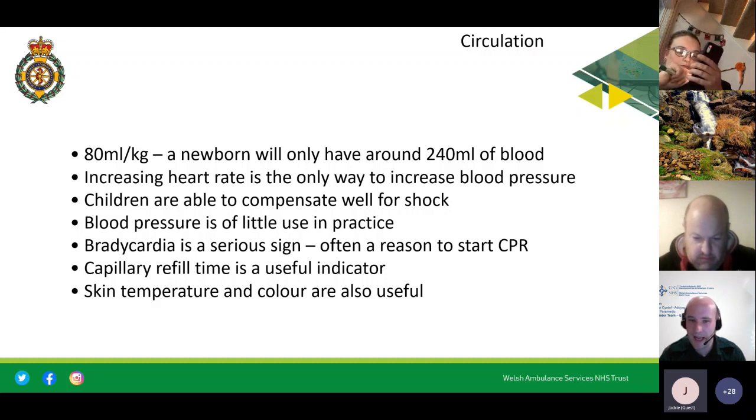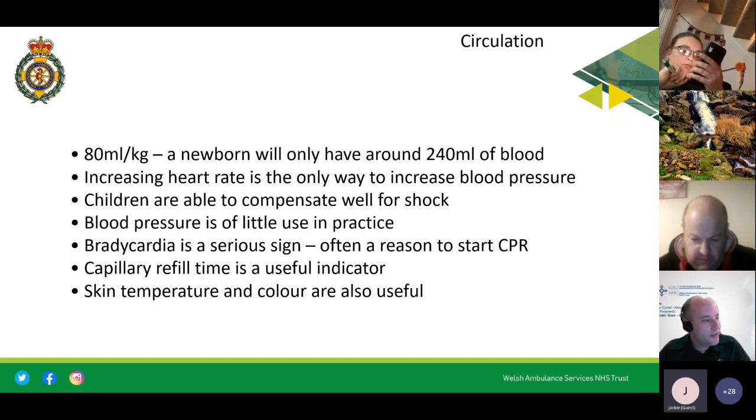Mottled skin you can still get, but again, it's really hard to find. So looking at the pink areas is a good way of doing it. And ask the family or parents of the child, do they look normal? Do they look pale? What's their colour like?